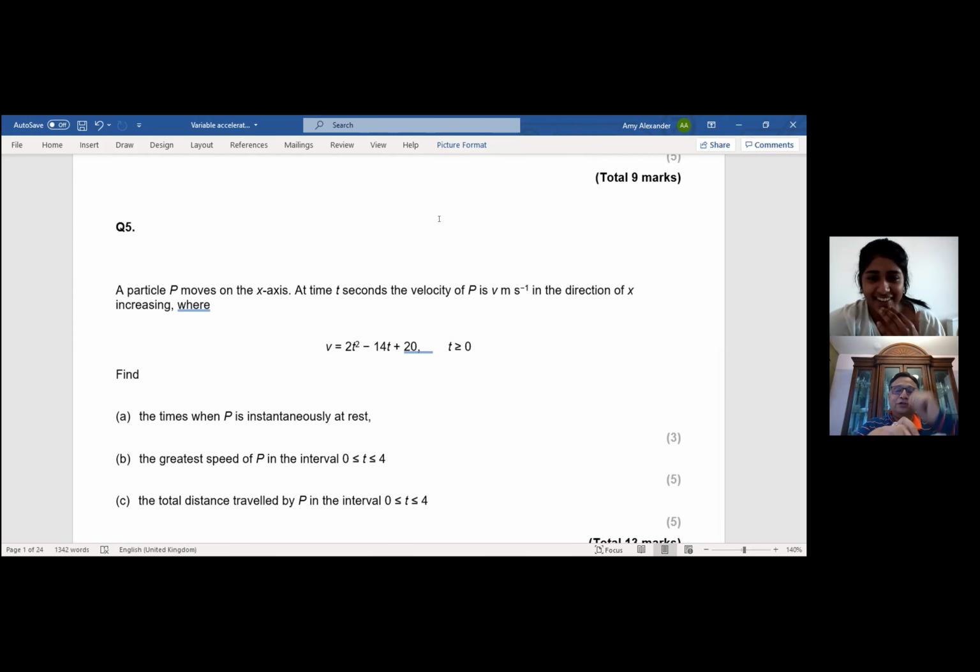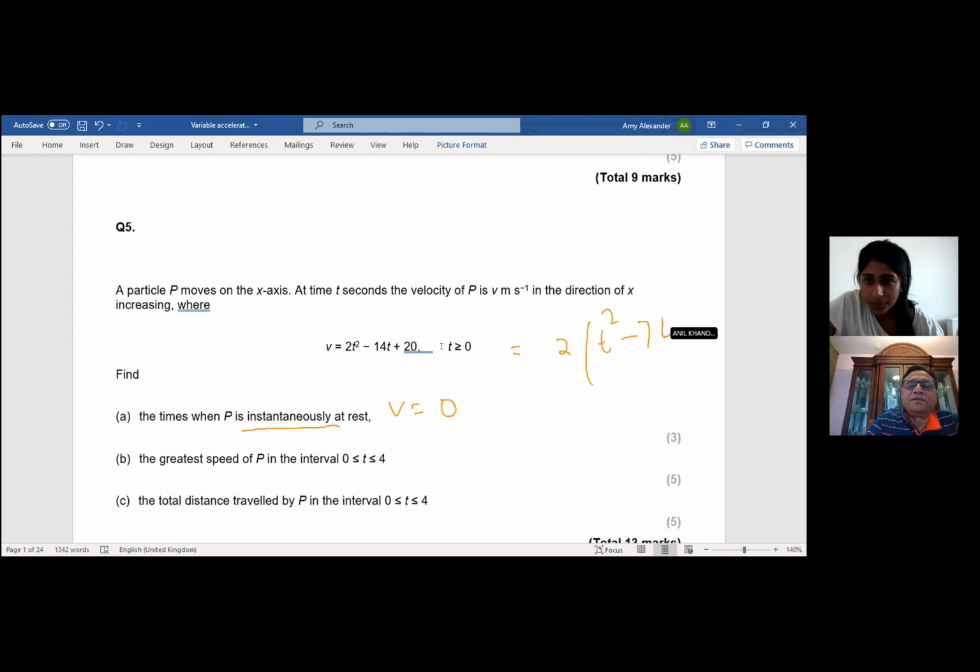Very good. So what will you do? Tell me your strategy now. Okay, so now I feel like these questions are exactly like the ones we just went through, but sure. When it says instantaneously at rest, it means v is 0. So we just have to factorize that quadratic. Correct.